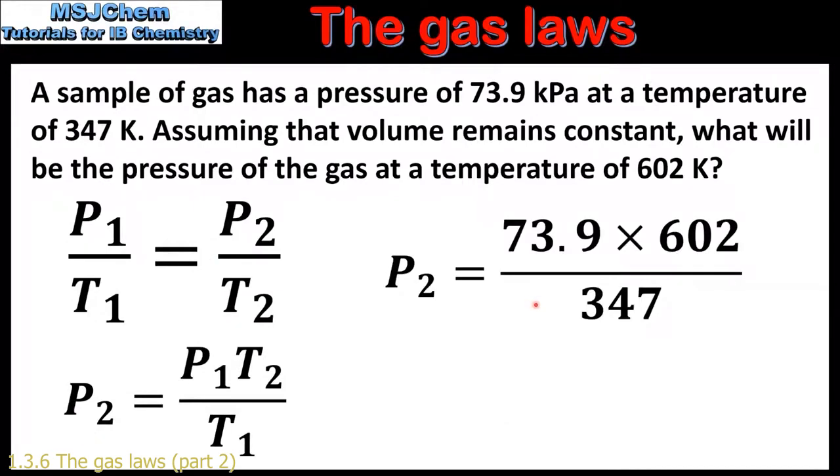Next, we substitute the values into the equation. P1 is 73.9 kilopascals. T2 is 602 Kelvin. And T1 is 347 Kelvin. And this gives us a value for P2 of 128 kilopascals.